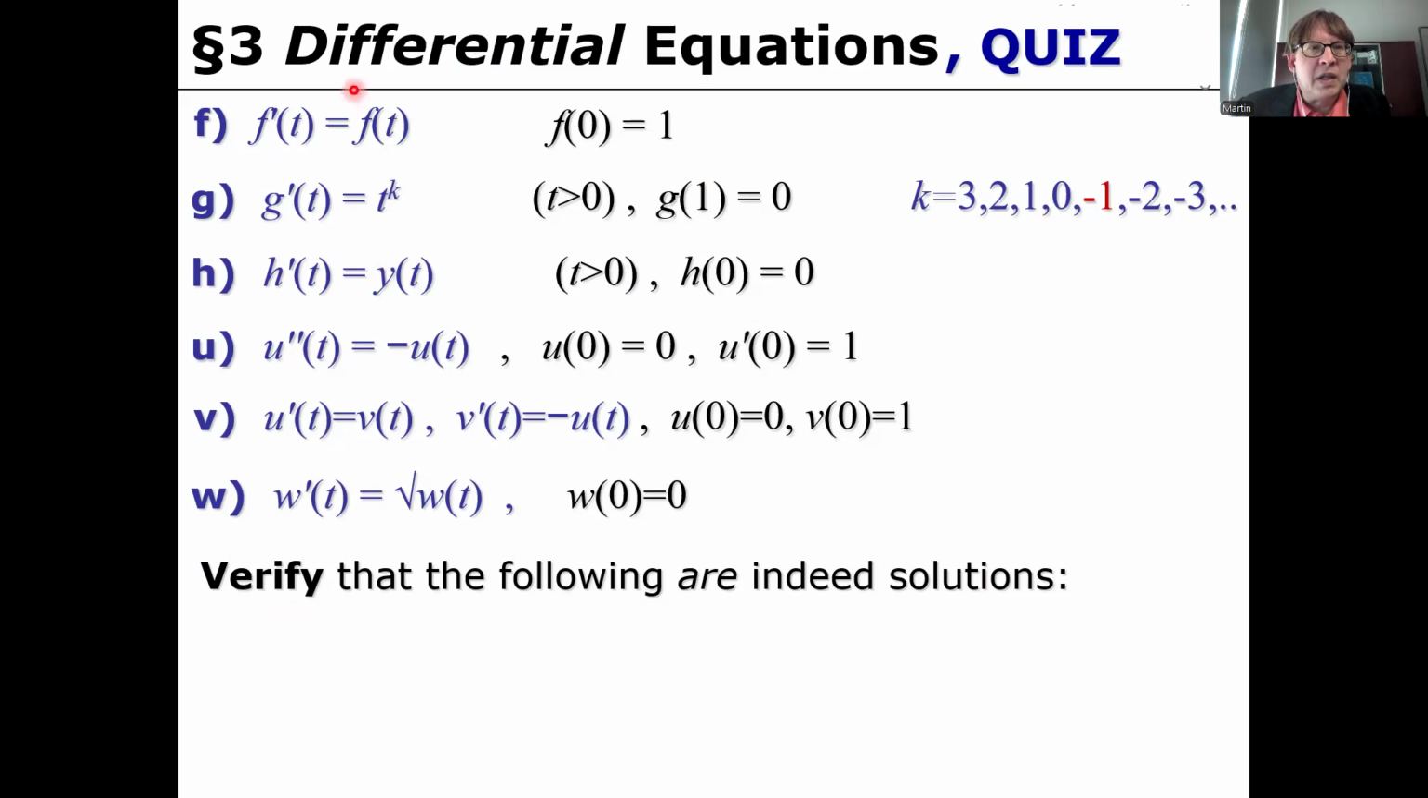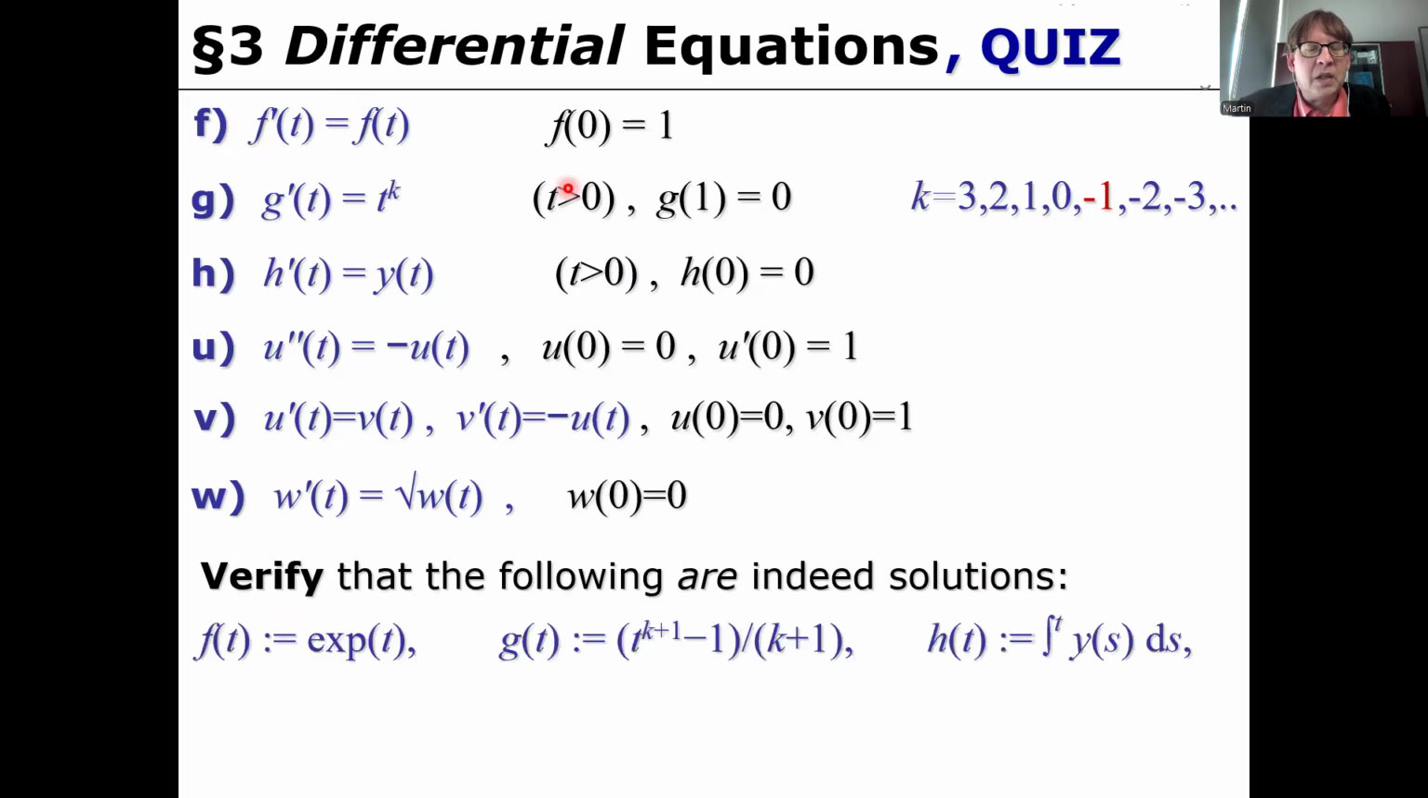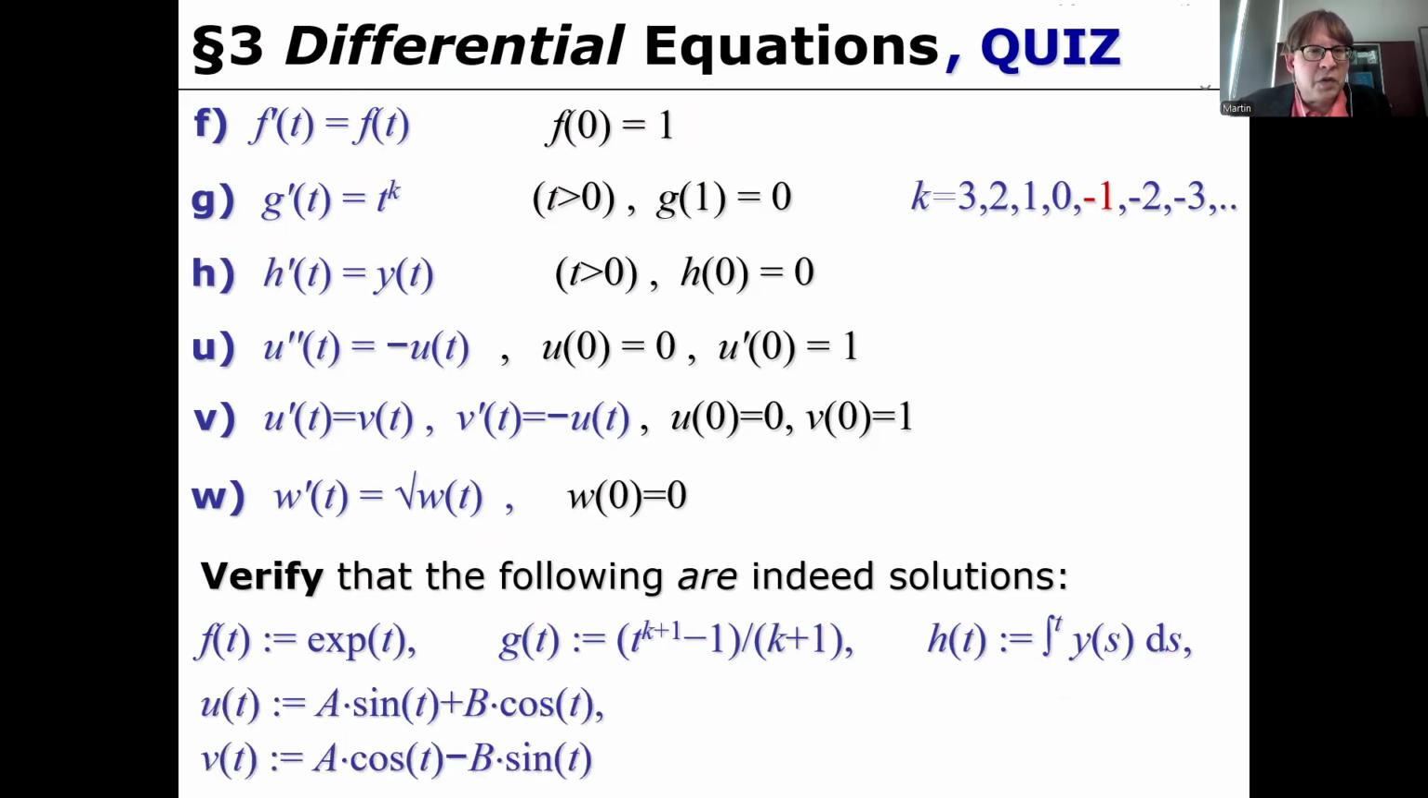I already mentioned that the solution for the differential equation f is the exponential function. So please verify that by calculating the derivative and comparing it with the original function, and verify that the value at 0 is 1. That's easy, right? And I want you to do the same for g with this function, and for h with this function, for u and v with this function, and for w with this function, where c is an arbitrary real number.